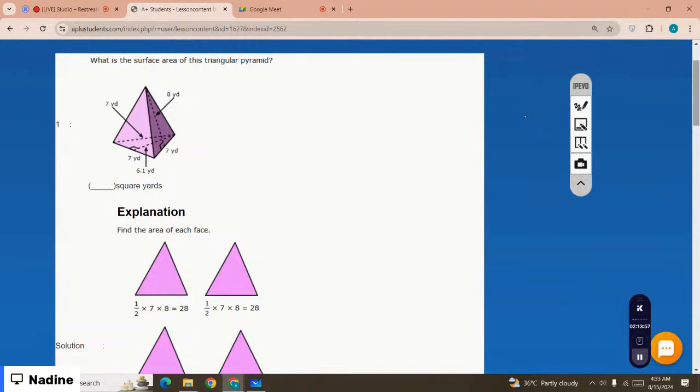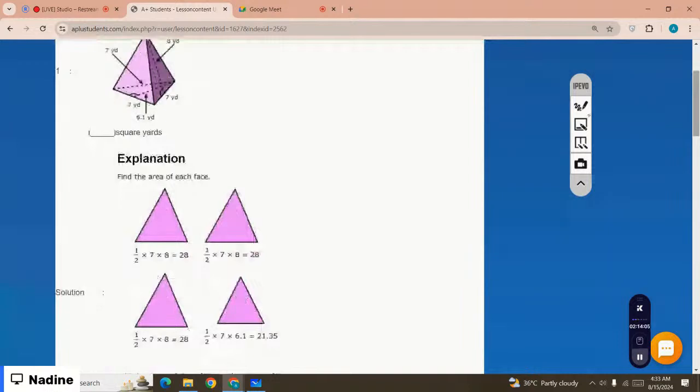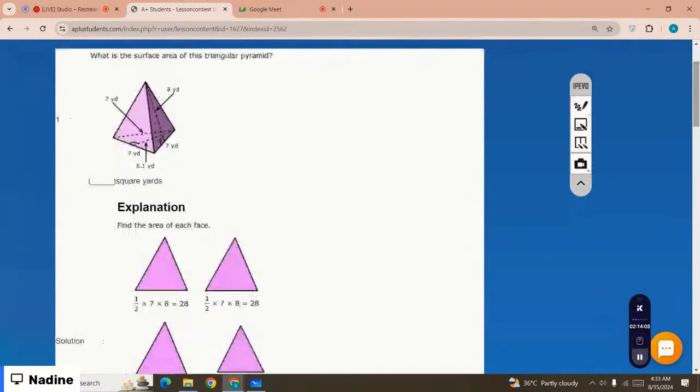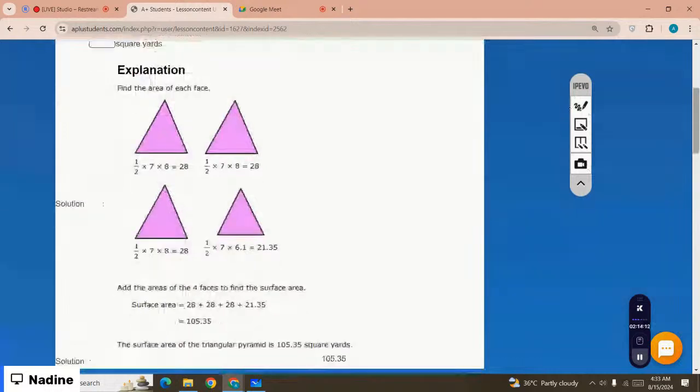And so for this one, half times 7 times 8, that is 28, and the opposite side is also the same. Then you have this side, the one that has the height 8, so on the other side, that is 28. You just have to add all these areas, so the areas are 105.35. So be very careful when working on triangular pyramids, because you have to be more clear about the faces, right?